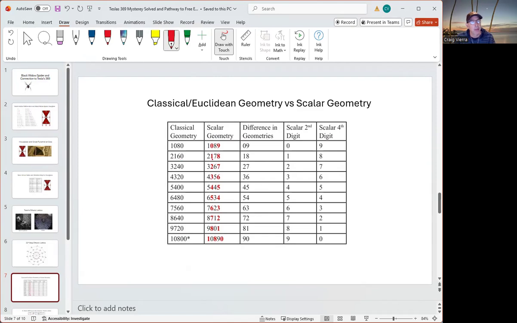Or in my math, it's 2178. So you can see I have a scalar geometry, and you can see it's there. These are phase shifted by the number nine, the multiples of nine. So instead of here being the cube, this is actually the two square base pyramids put together, or 1089 times 2. So you can see these are all, as I go through here, 1089 multiples.